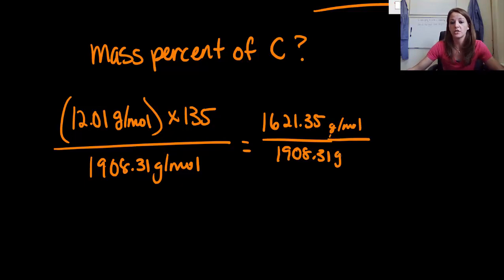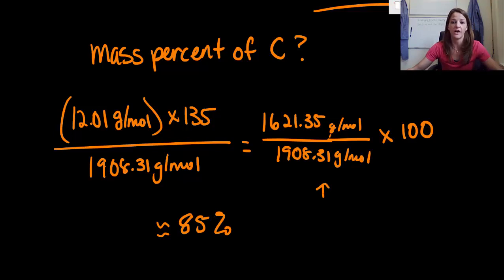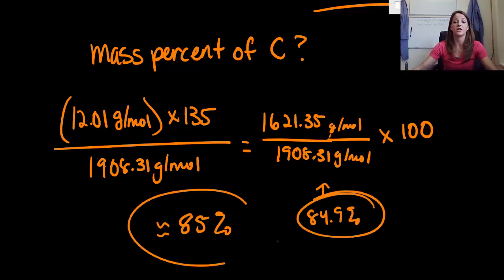And then for mass percent, we're asking you to do this in a percentage, so you have to multiply this by 100. And so if you do this out, so 1621 divided by 1908, multiply times 100, you end up with a mass percent of approximately 85%. When I calculated it out, I actually got 84.9, just so we know for real numbers. But about 85% carbon. So it has a huge, huge mass of carbon.